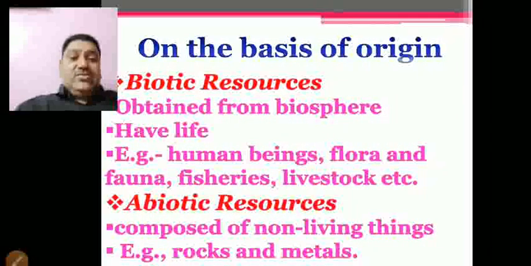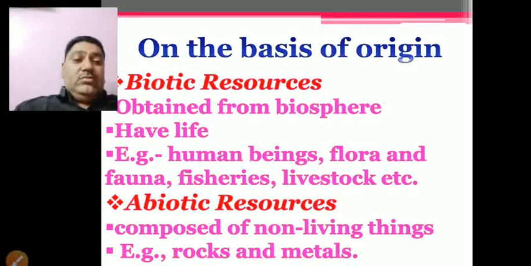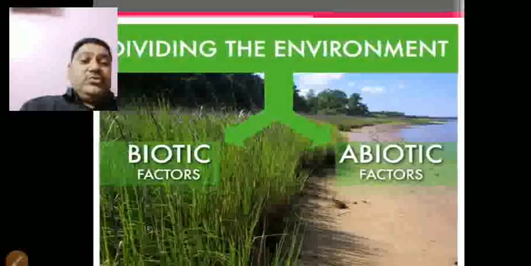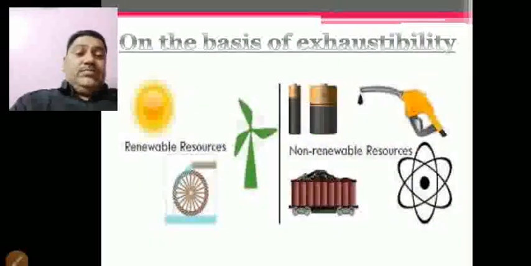First, on the basis of origin, we have two resources, biotic and abiotic resources. Remember, it is abiotic, not a-biotic. Biotic resources are those resources which are obtained from the biosphere. That means they have life. You can see the following examples. And abiotic means those which are composed of non-living things. You know very well which are the non-living things. That is the first basis. These are a few pictures depicting biotic and abiotic resources.